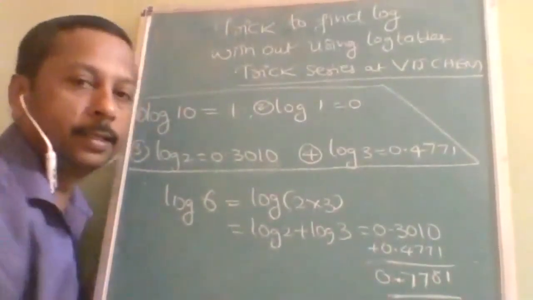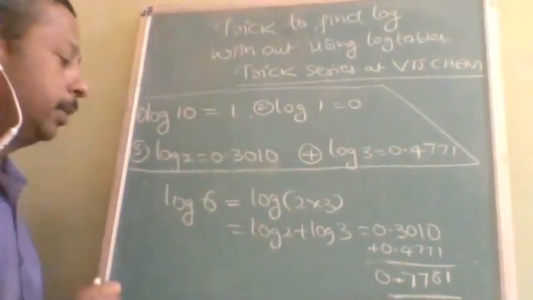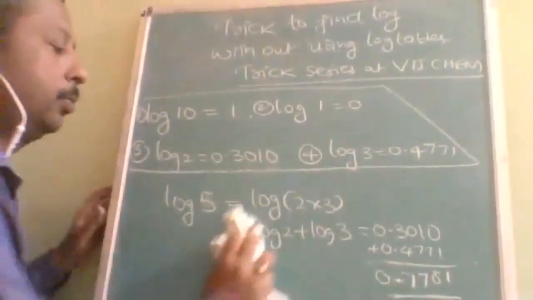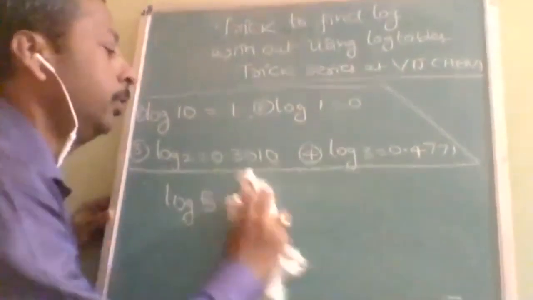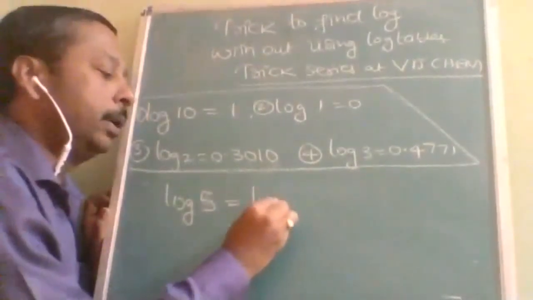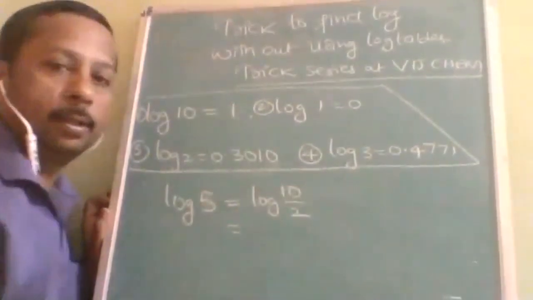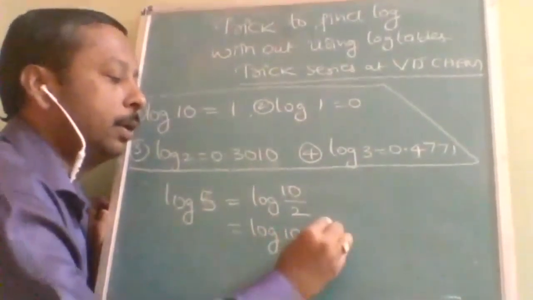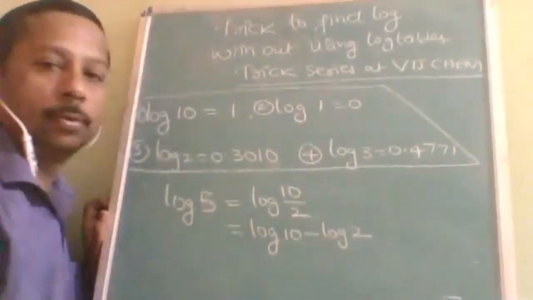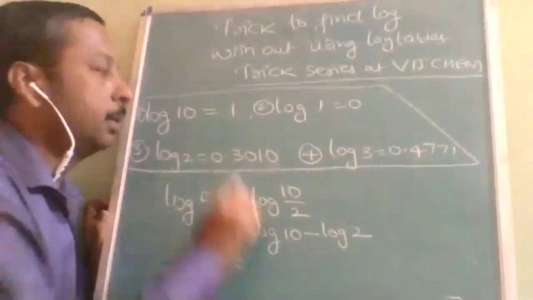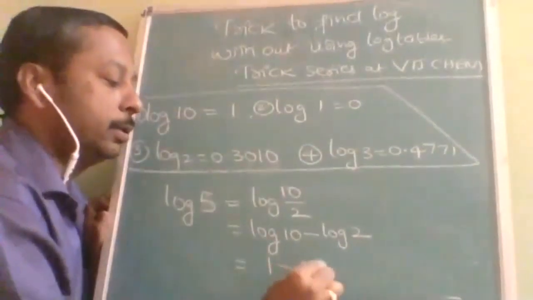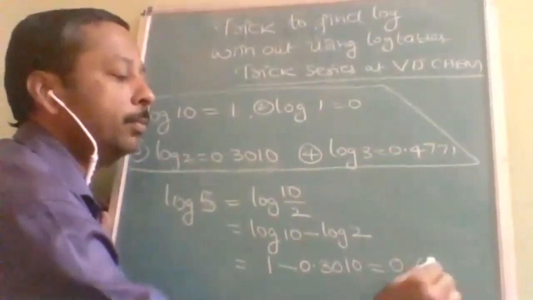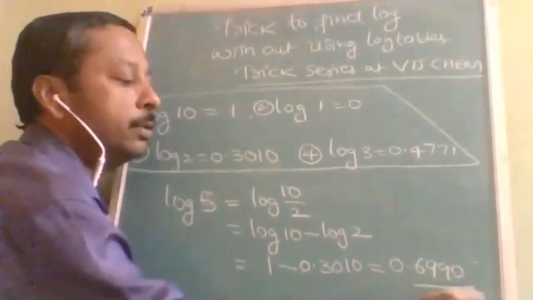Let us see another example. Let us take log 5. How to use this? Only these values we are going to use. Log 5 can be written as log of 10 by 2. As per the log a by b formula, this is log 10 minus log 2. Log 10 is equal to 1, minus 0.3010. So the answer you are going to get is log 5 equal to 0.6990.